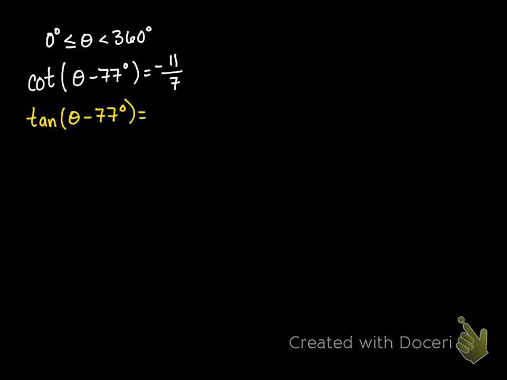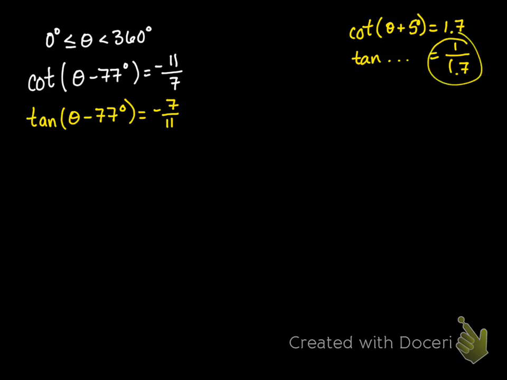So we're going to flip this fraction over here to negative 7 over 11. It's nice that it's in fraction form. If you have a decimal, for example, if you had cotangent of something like theta plus 5 degrees equals 1.7, you would just write this as tangent of 1 over 1.7. Of course, this is going in your calculator, so it doesn't matter that much what this looks like. It kind of looks like a mess. It's fine, okay? So coming back over here, we need to now take the inverse tangent of 7 over 11.